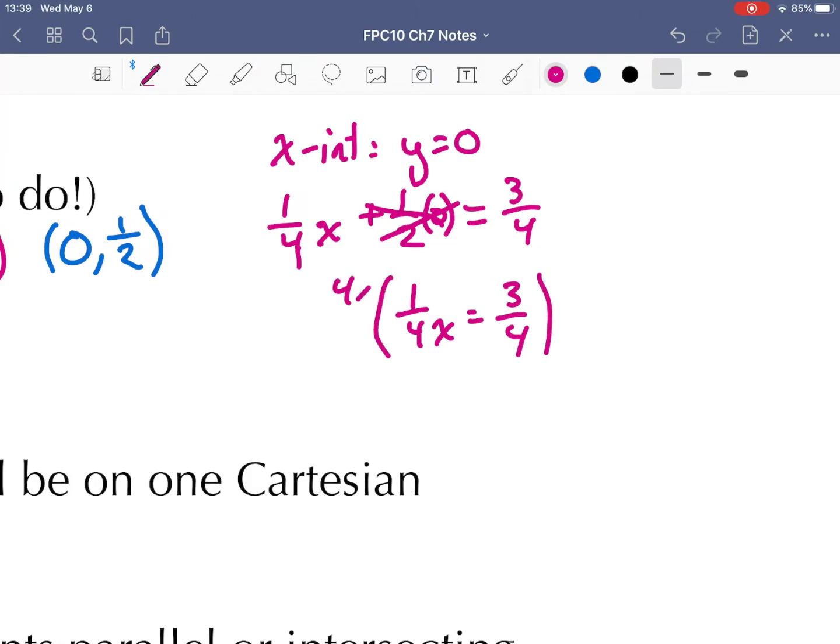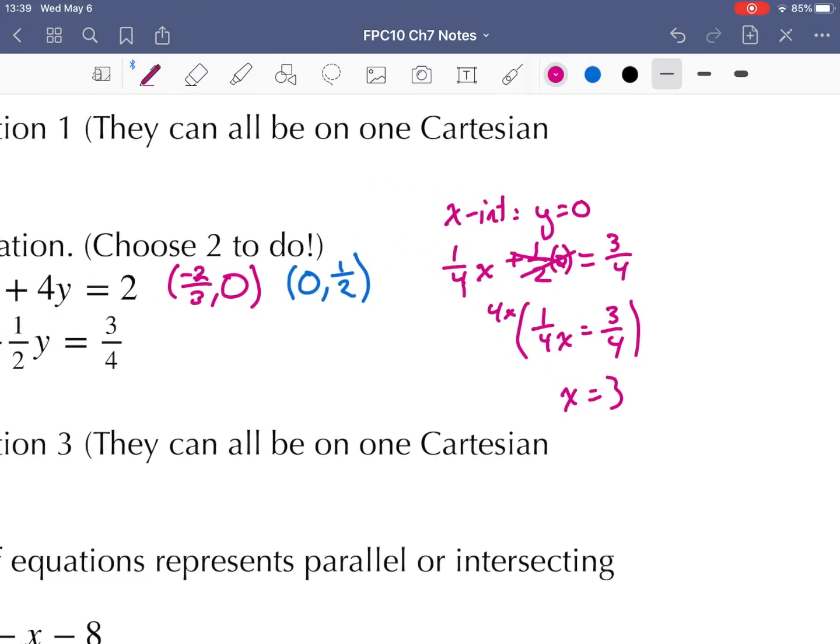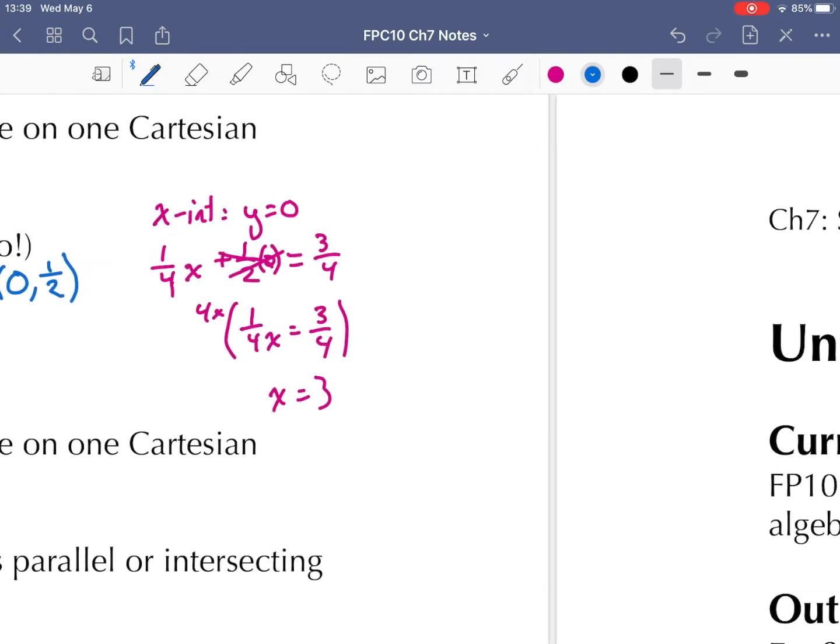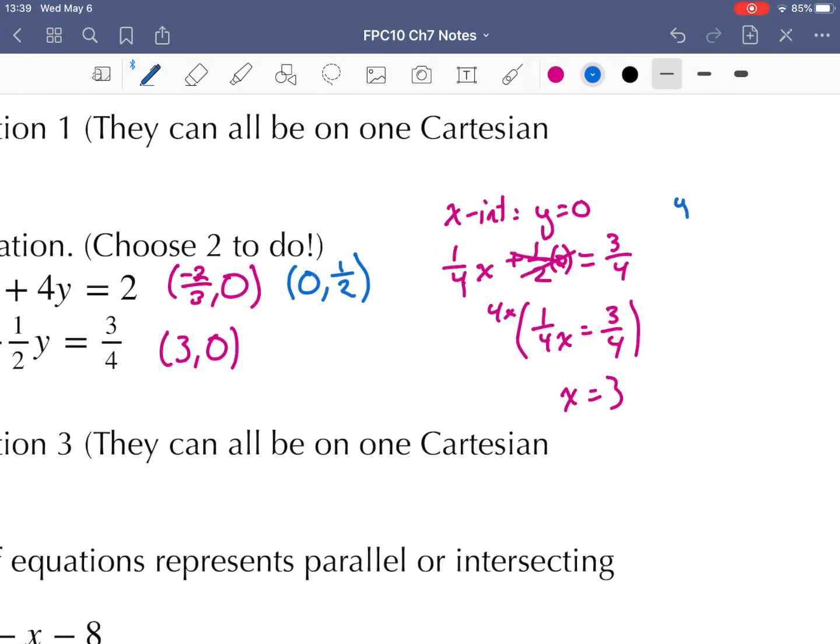We're going to get 1/4 x is equal to 3/4. Now we want to isolate x. So we multiply every term in this equation by 4. We're going to get 1x is equal to 3. So our x-intercept for this one is going to be at 3, 0.